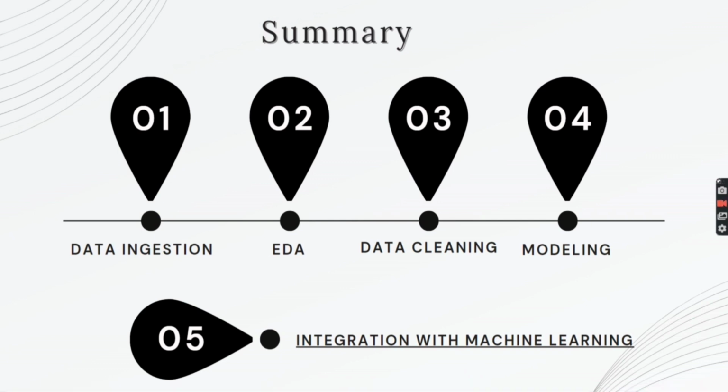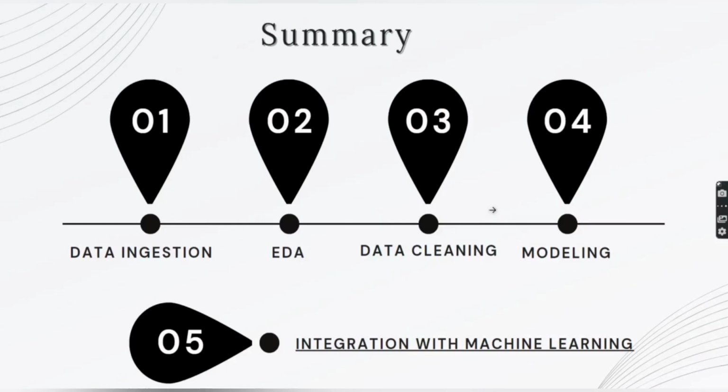So as pandas is an integral part of the machine learning workflow, it helps in data preprocessing and feature selection. Scikit-learn seamlessly integrates with pandas as well to build and evaluate our machine learning models. So in this brief introduction, we created the linear regression using scikit-learn to predict our house prices in this integration. For that, I have divided our summary into 5 parts: data initiation, EDA, data cleaning, modeling, and integration with machine learning.